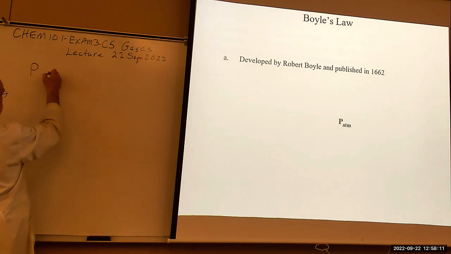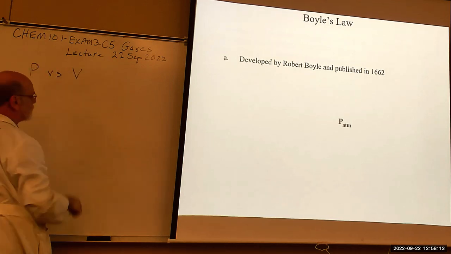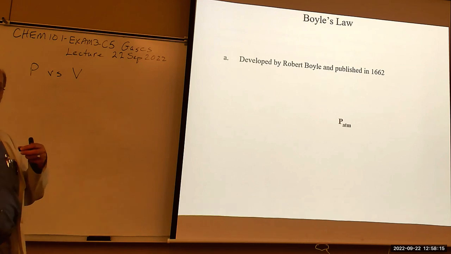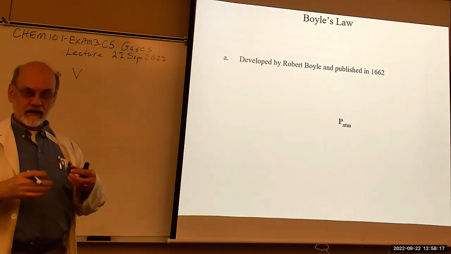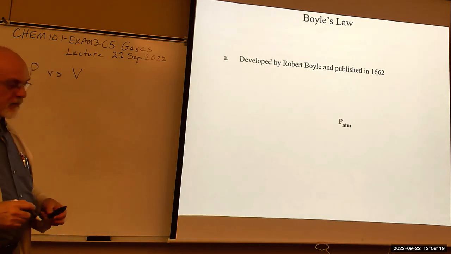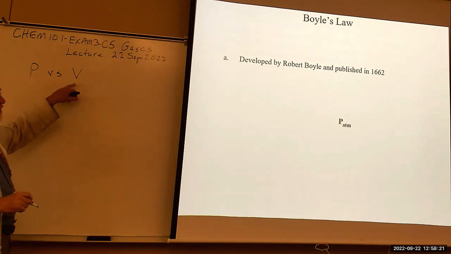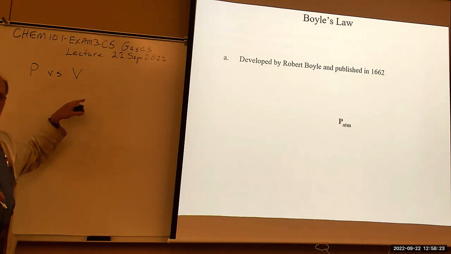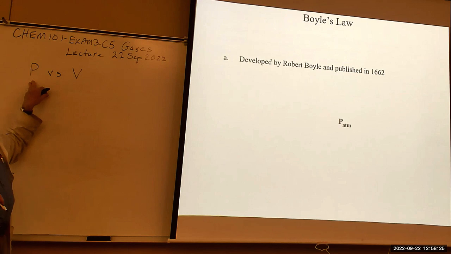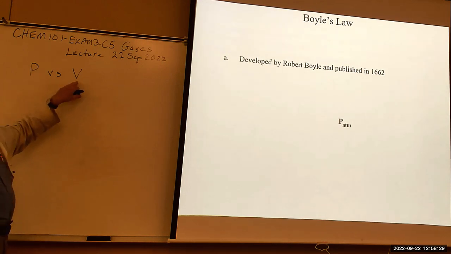So he asked, how are pressure and volume related for a trapped gas? What happens if you increase the pressure? What happens to the volume? So this would be the independent variable, the one that the experimenter changes. This would be the dependent variable.